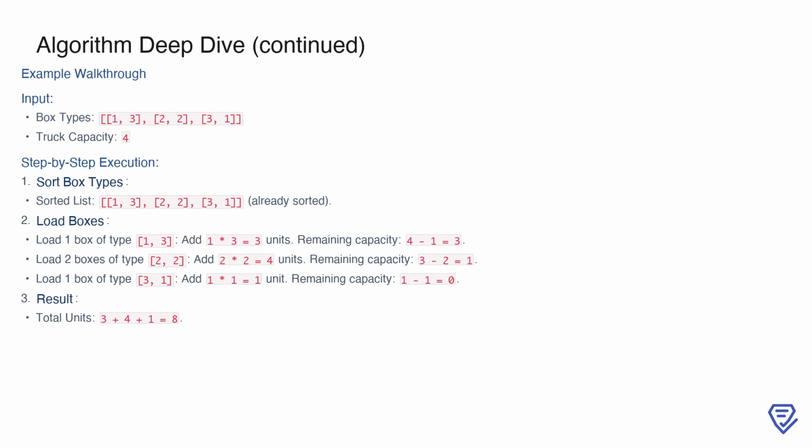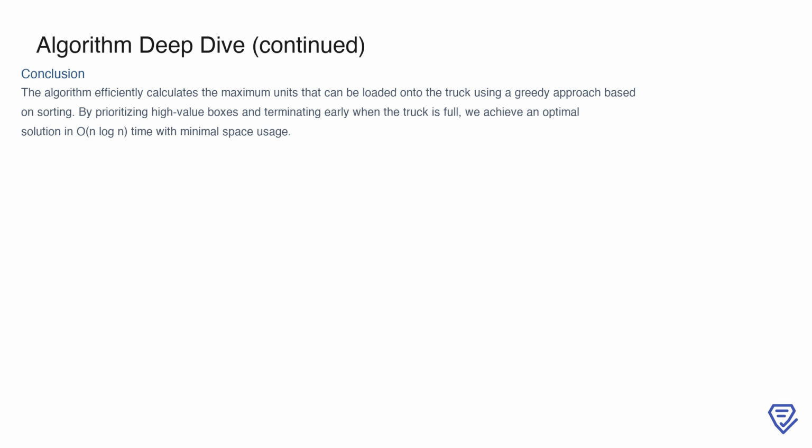In conclusion, this algorithm effectively maximizes the units loaded onto the truck by leveraging a greedy approach. By sorting the box types based on units_per_box and prioritizing the most valuable boxes, we ensure an optimal solution. Additionally, the early termination condition allows us to save computation time by stopping as soon as the truck is full. With a time complexity of O(n log n), and minimal space usage, this solution is both efficient and practical for real-world scenarios. The step-by-step execution and edge case handling further demonstrate the robustness of this approach.